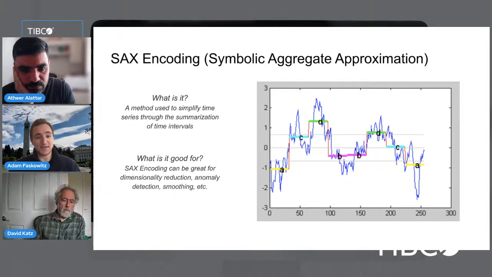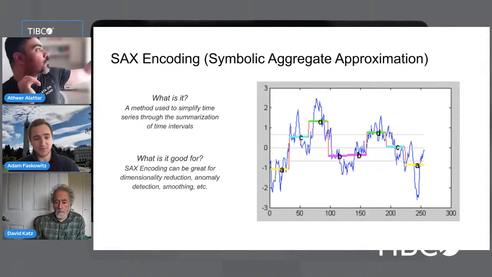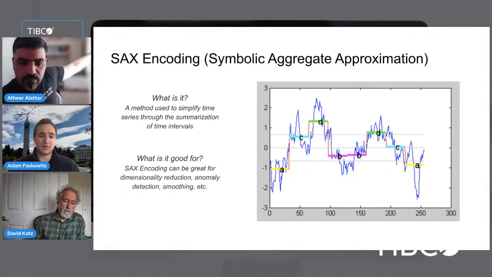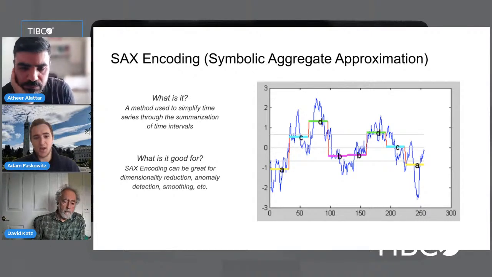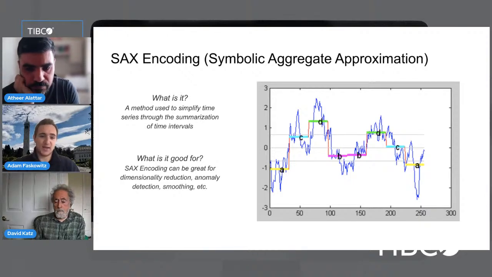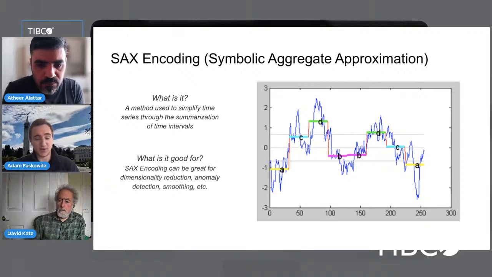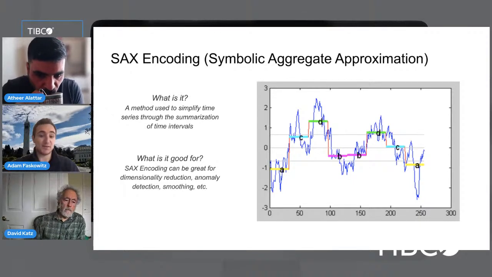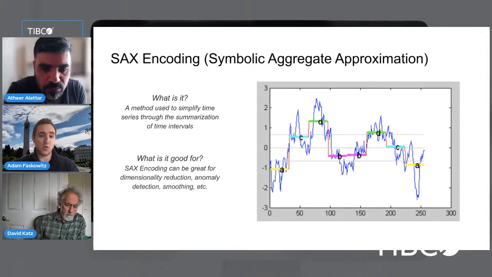It's a method that's used to simplify time series through the summarization of time intervals. It can be good for dimensionality reduction, anomaly detection, smoothing, and so on. So what it does is it takes this time series you see here on the right, bins things according to equal time intervals, and then gives them a letter grade according to where the average of that time interval is.